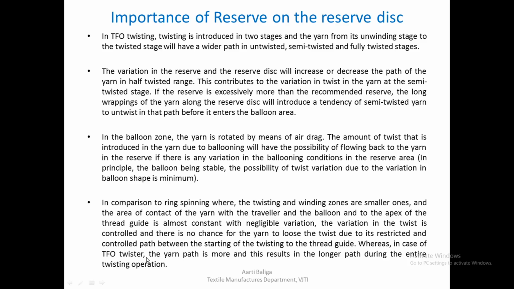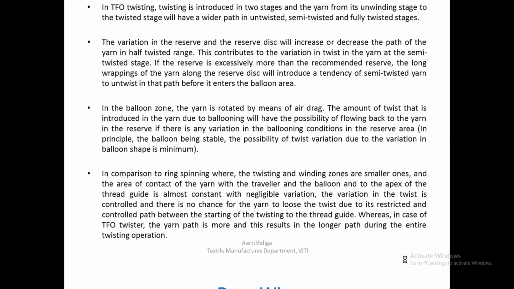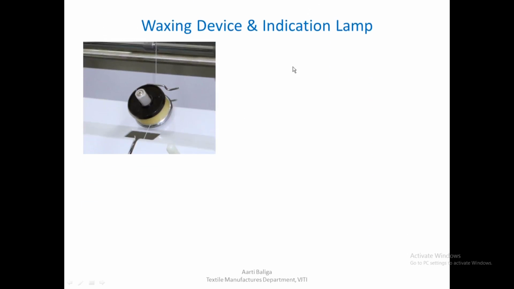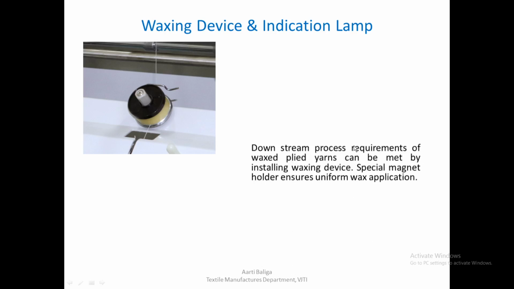Whereas in the case of the TFO twister, the yarn path is more, and this results in a longer path during the entire twisting operation. Now let us see the other parts that are there and their functions. The drop wire. The function of the drop wire is to stop the winding automatically as soon as the thread breaks. Waxing device and indication lamp.